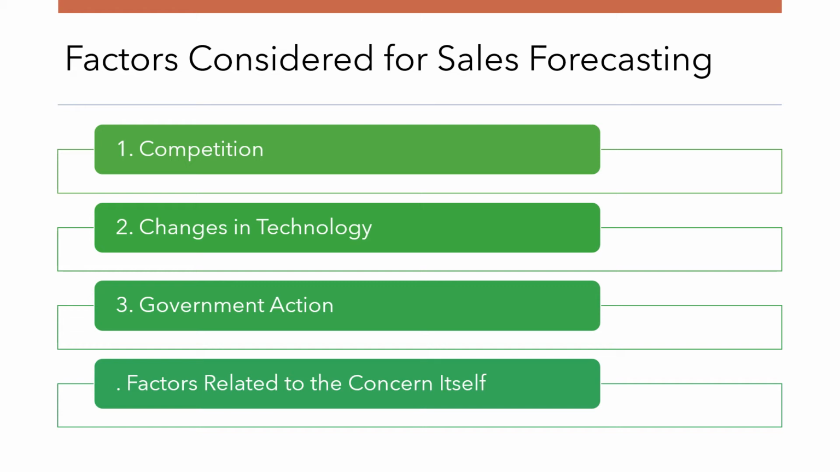Changes in technology: with the advancement of technology, new products are coming into the market, and the tastes and likings of the customers change with the advancement and change of technology. Government action: when the government produces or purchases, then depending upon government policy and rules, the sales of the products are also affected. Factors related to the concern itself: these are related to change in the capacity of the plant, change in price due to change in expenditure, change in product mix, etc.